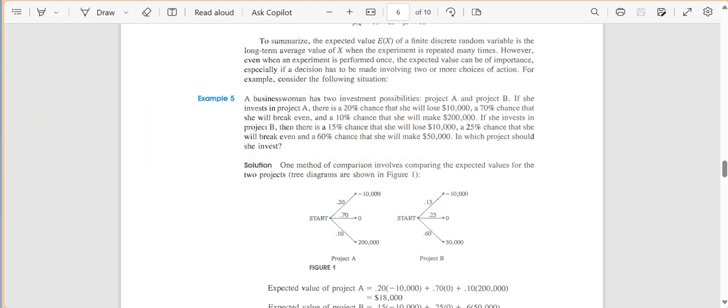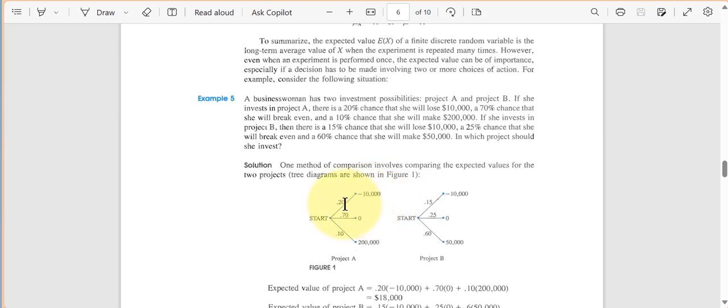So how can we decide whether this is a better project than this, or whether this is a better project than this? Well, one way to decide would be to calculate the expected value. Now, that's not the only consideration that you would ever want to make when you're considering investing, but it's one factor. So let's consider the expected value for project A and the expected value for project B and see which one is bigger.